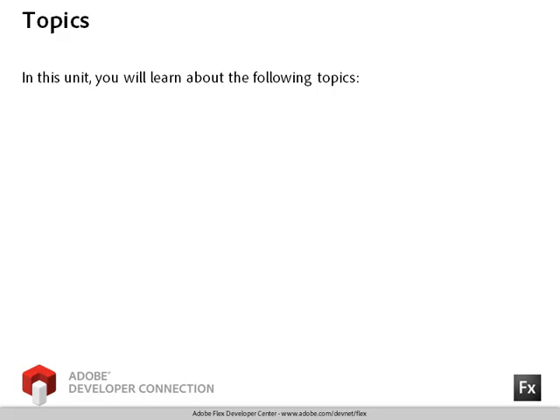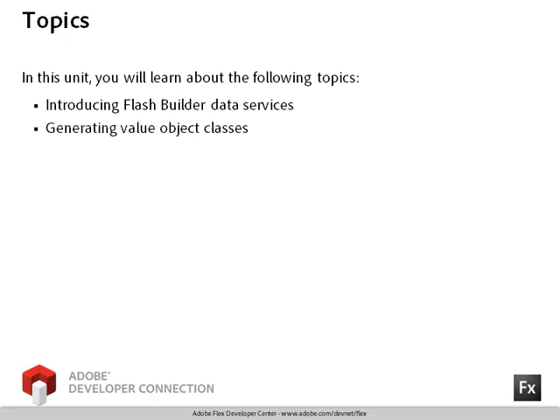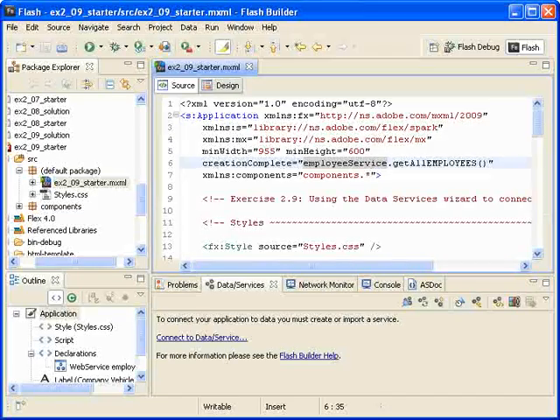In the last exercise, you manually created a class named Employee to create value objects. This wasn't such a hard task, but you can save some time by taking advantage of the FlashBuilder Data Services tools. In this video, you will learn how to have FlashBuilder generate a value object class for you. To have FlashBuilder create a value object, you must first create a service using the Data Services view.